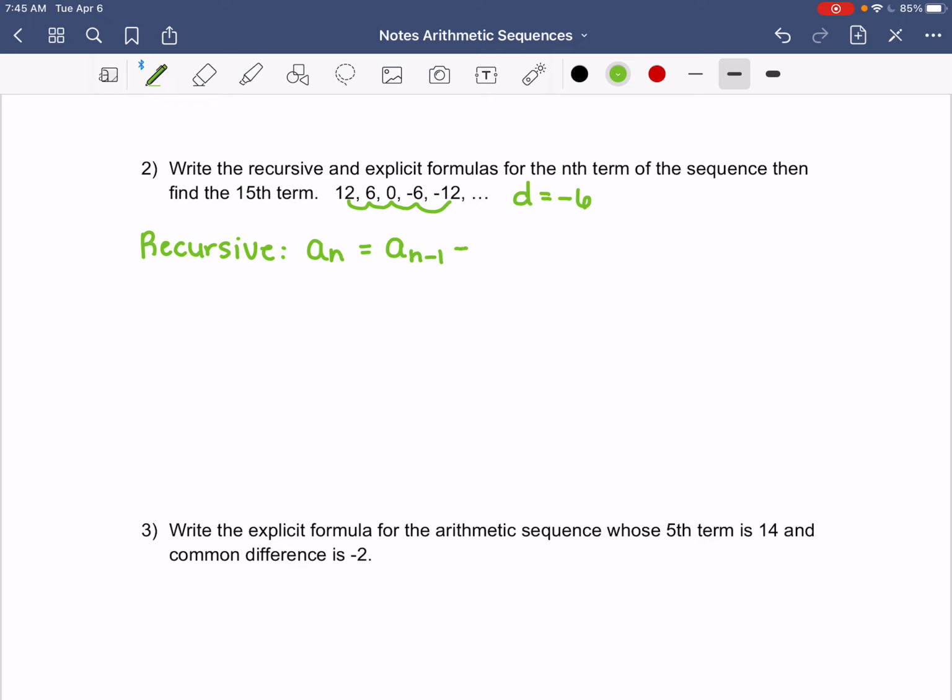So you're just going to write minus 6 for your d in the recursive formula, and then you have to give one of the terms. It doesn't matter which term you give. So I'm going to say a sub 1 equals 12. You could say a sub 2 equals 6, a sub 3 equals 0, whichever one, but usually the first one's the best one to give.